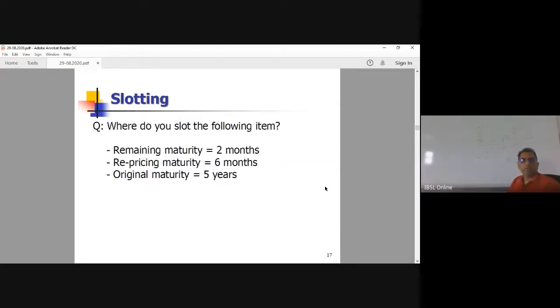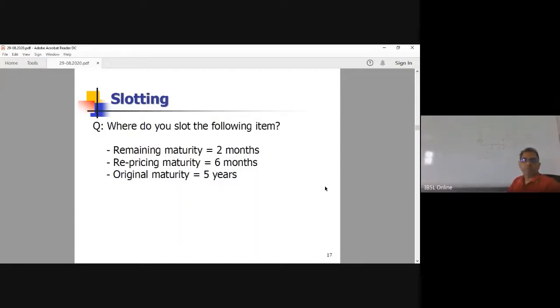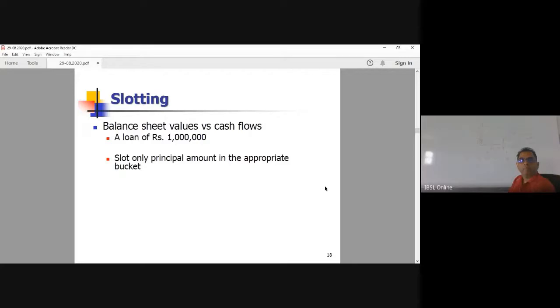So, for example, where do you slot these items? Remaining maturity is 2 months, repricing maturity is 6 months, original maturity is 5 years. Where would you put that particular bond? 2 months, because it has only 2 months to mature. Exactly. So basically what we're saying here is when you're slotting it, you slot the principal amount in the appropriate bucket. A loan of 1 million, you slot the 1 million loan into the bucket where the money has to come back to you, if it's an asset that you create.